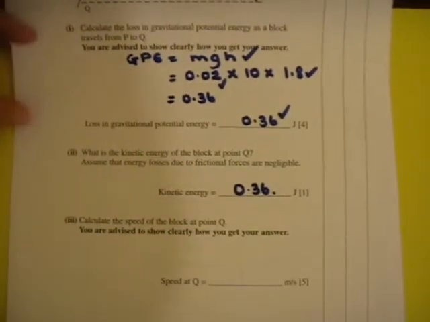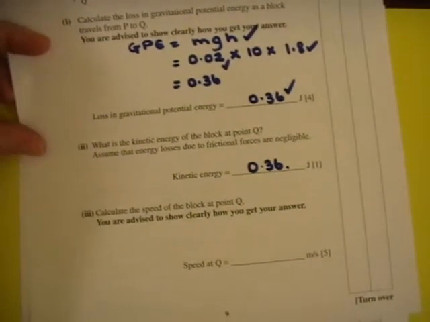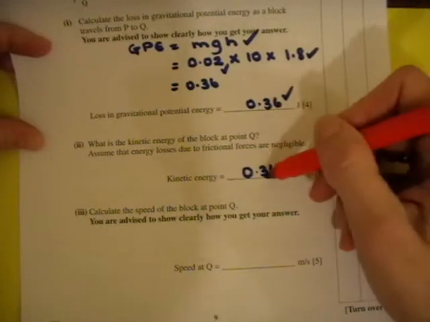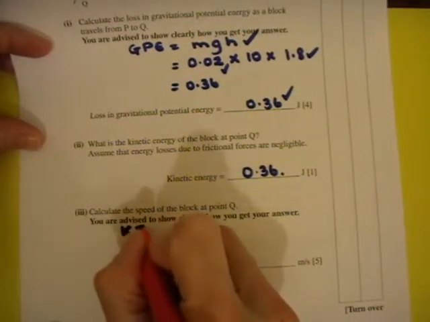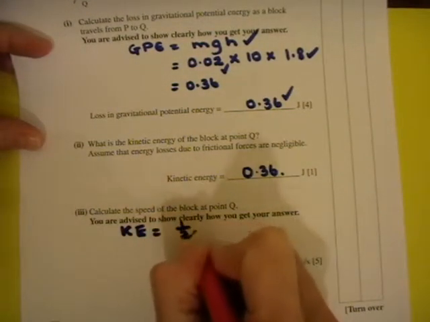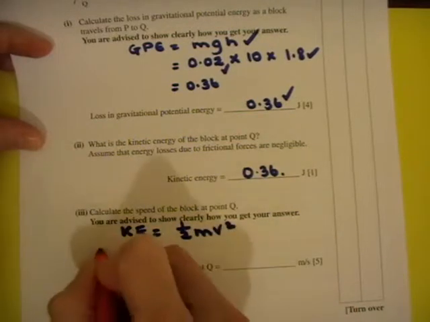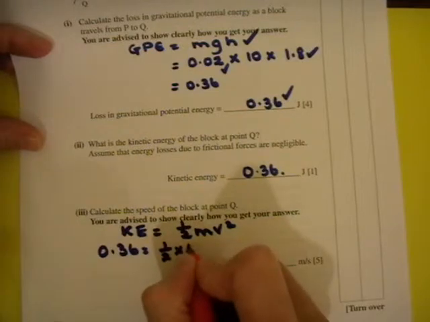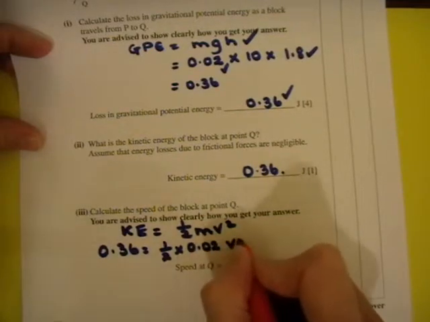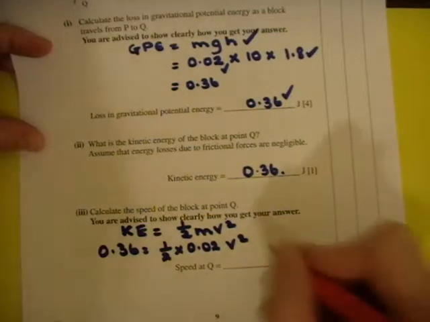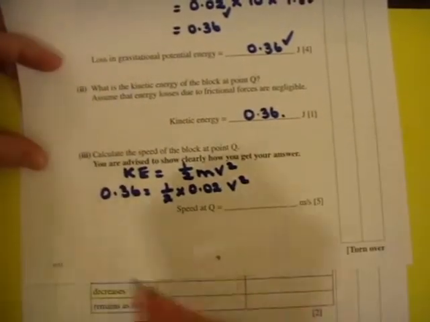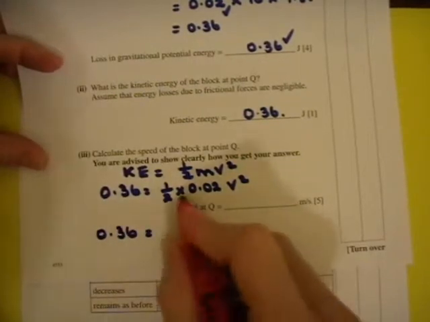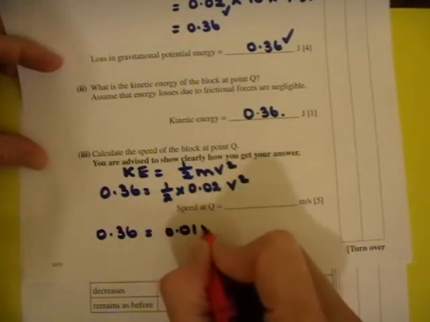Calculate the speed of the block at point Q. Show clearly how you get your answer. And so we know that the gravitational potential energy at the top is equal to kinetic at the bottom. This just becomes a kinetic energy calculation. So 0.36 is equal to half times the mass, again 0.02, times v squared. So to get v, I'm going to just work down beneath this. 0.36 is equal to half of that, 0.01, times v squared.